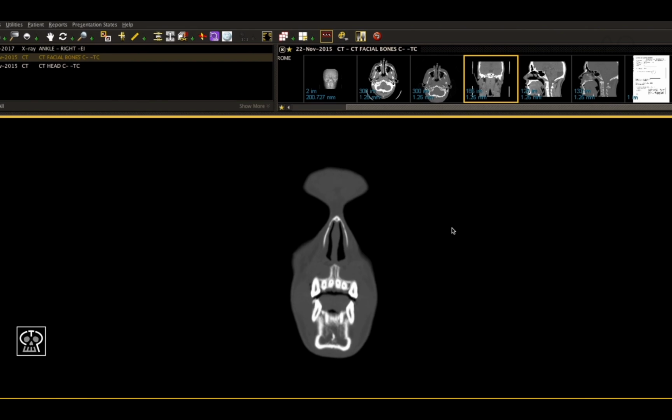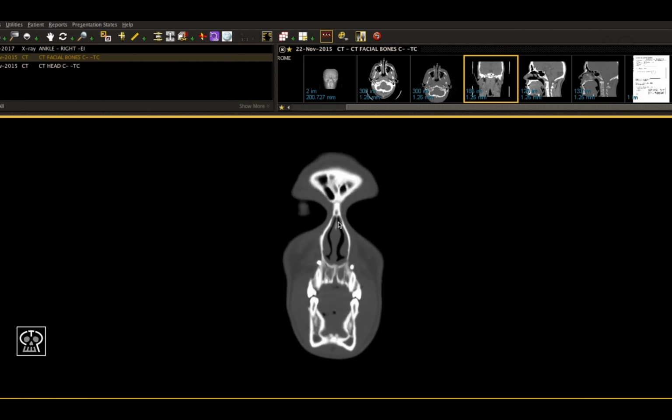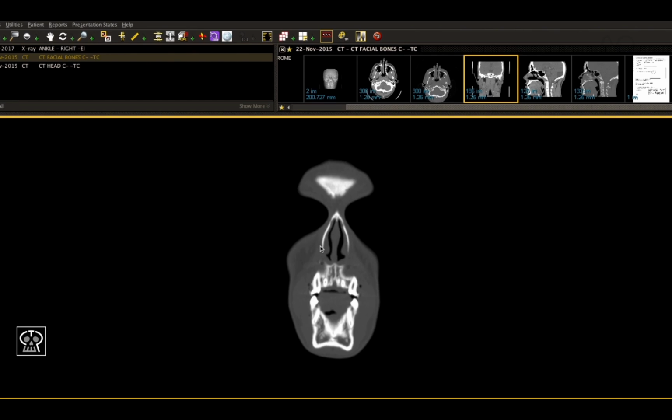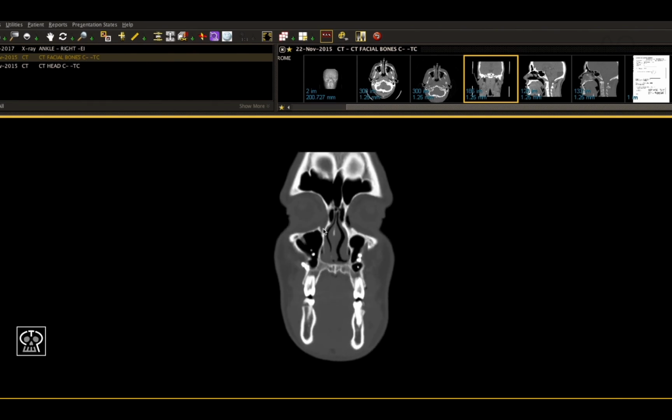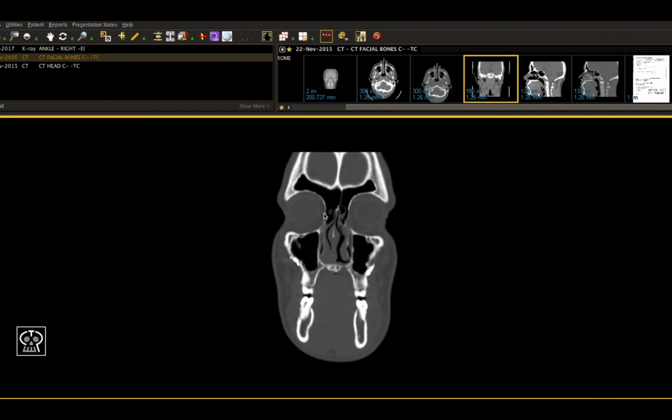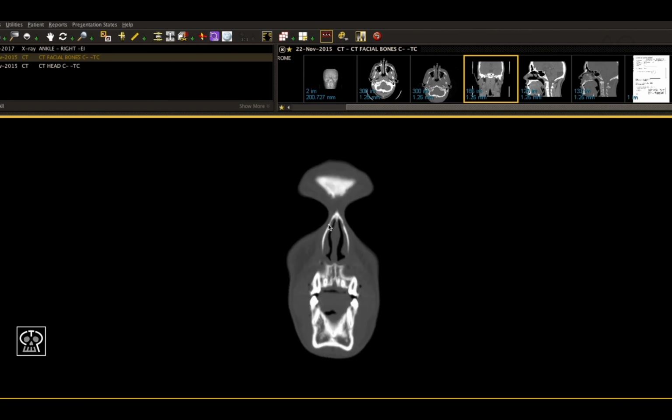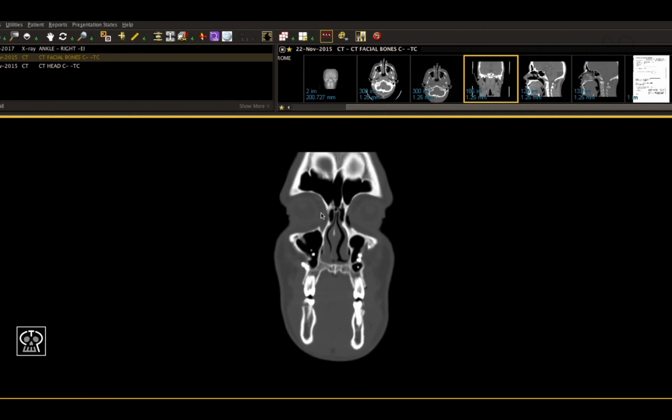In our coronal view, we see our nasal bones here, as well as the frontal process of the maxilla here. As we go more posteriorly, we see our medial wall of the orbit and our ethmoidal sinuses. This is the area of an NOE pattern of fracture, involving the nasal, orbital, ethmoidal region.